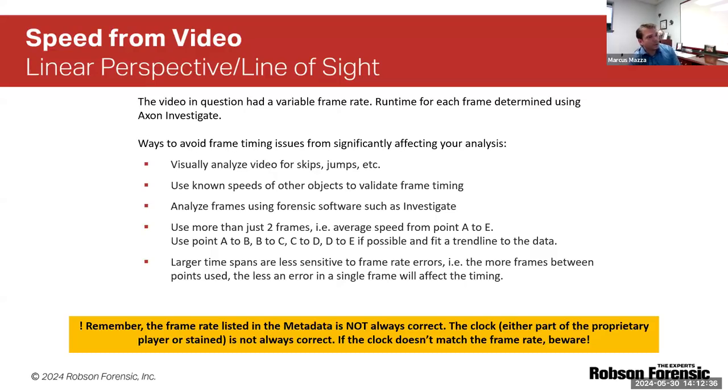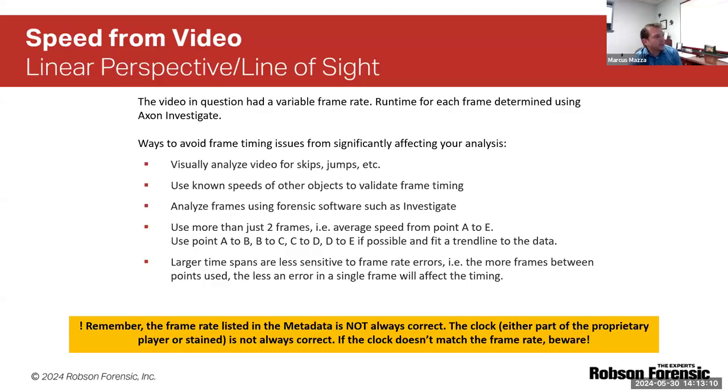We also use here a program called Axon Investigate, used to be called Input ACE. This is a very special forensic software used for analyzing video. Axon being the makers of many of the police body cameras that we come across. And that can also delve further into the video file and give us a better idea if we're looking at a constant frame rate, if we're looking at a variable frame rate, and if it is a variable frame rate, what is the frame rate for each individual frame being played, so that we can take that into account in our analysis.